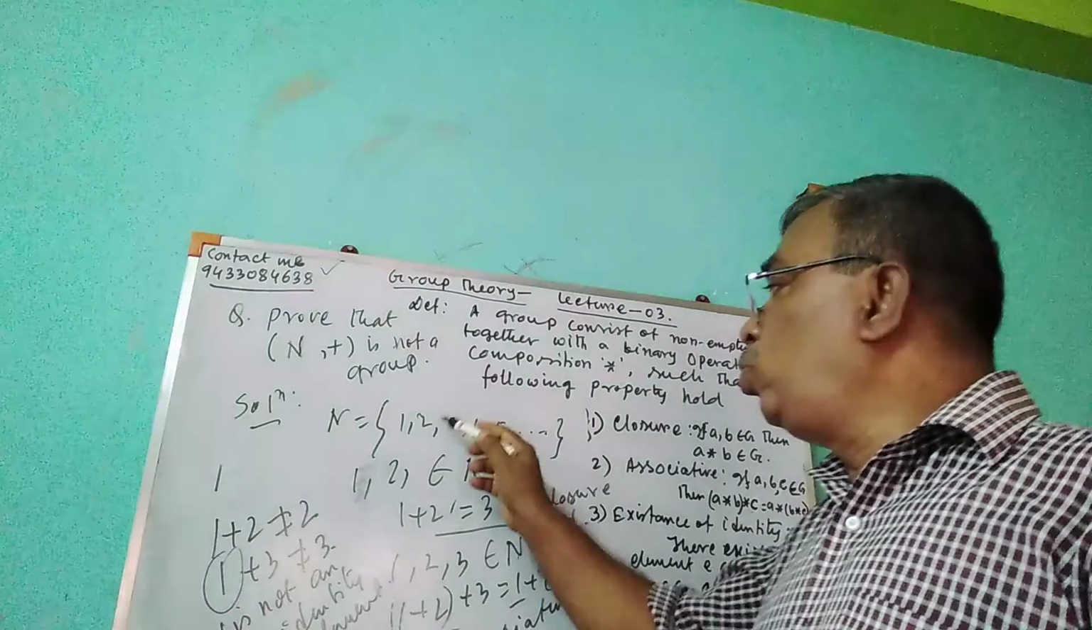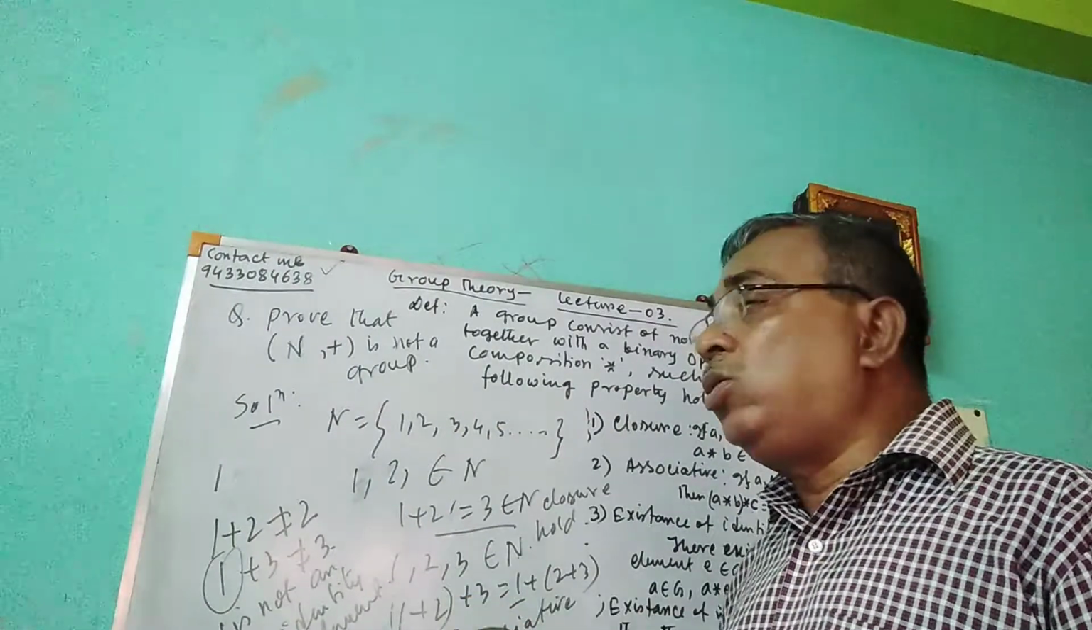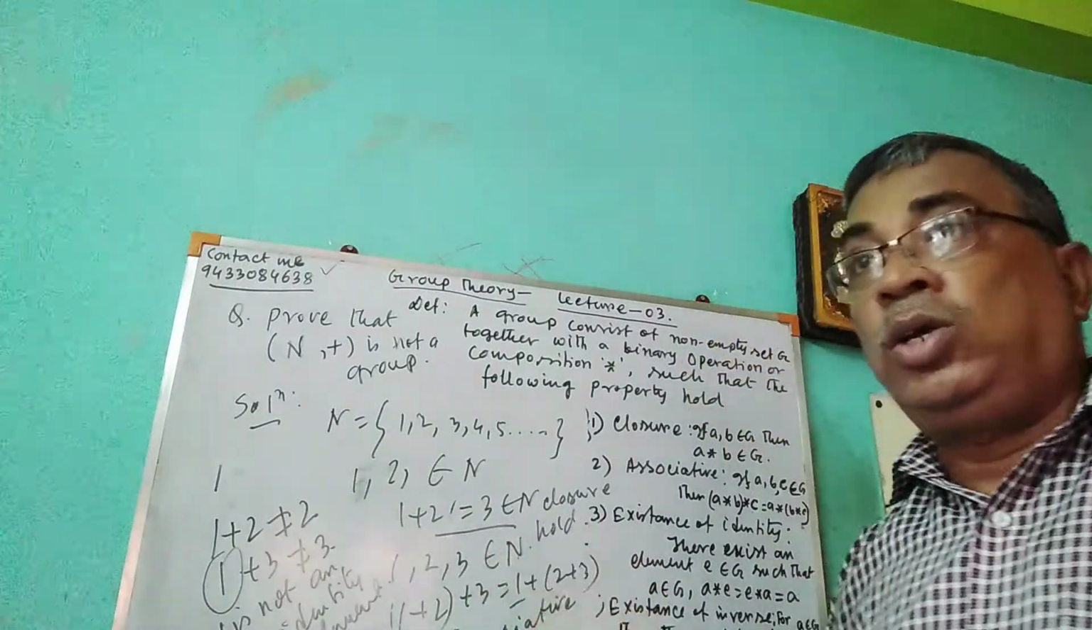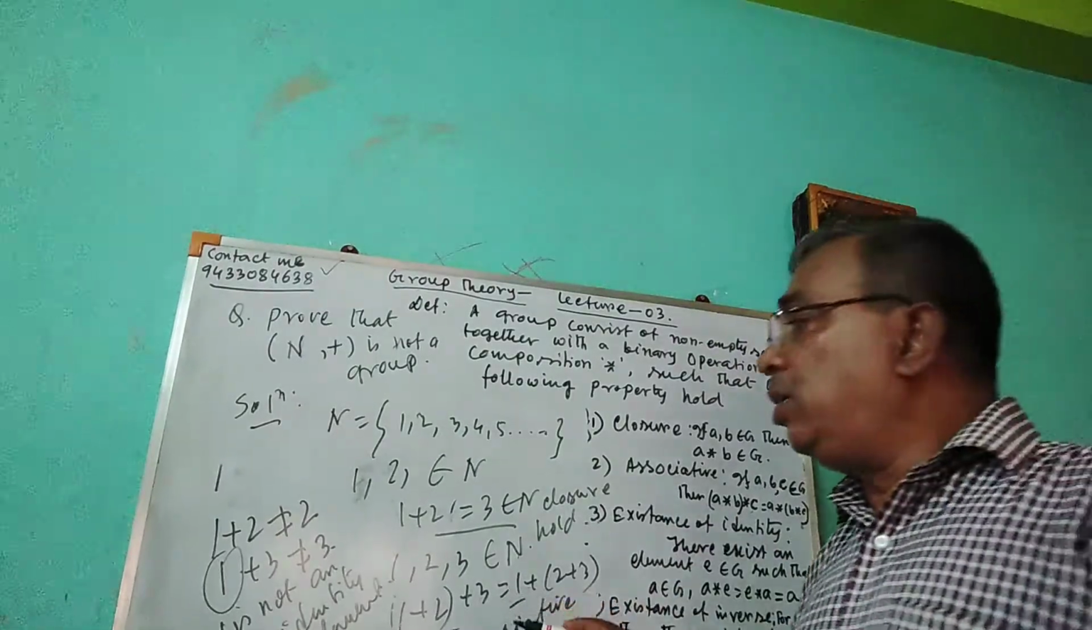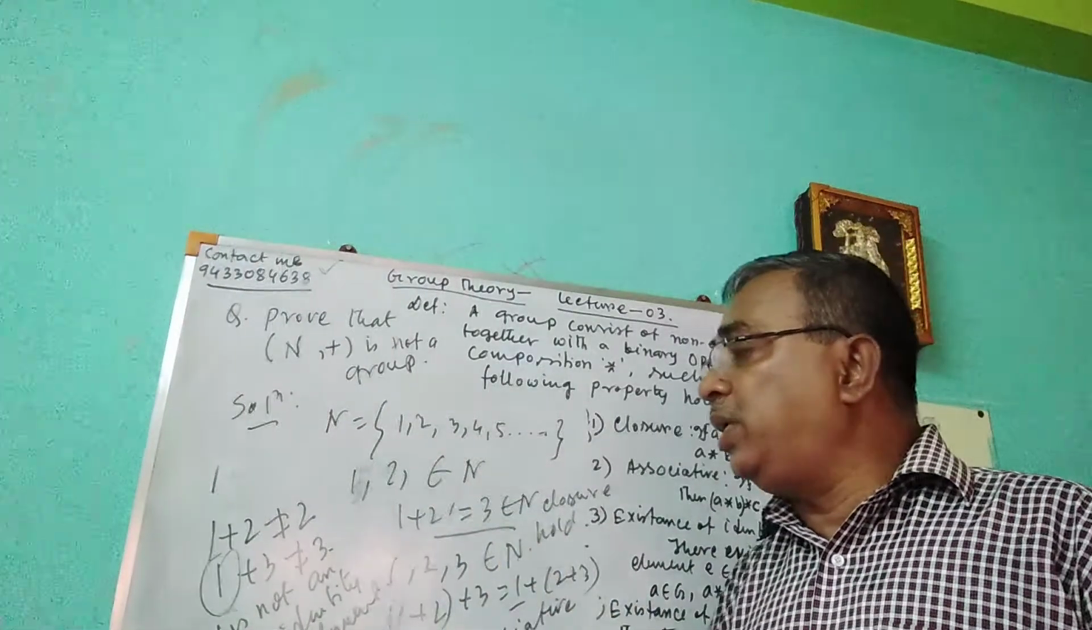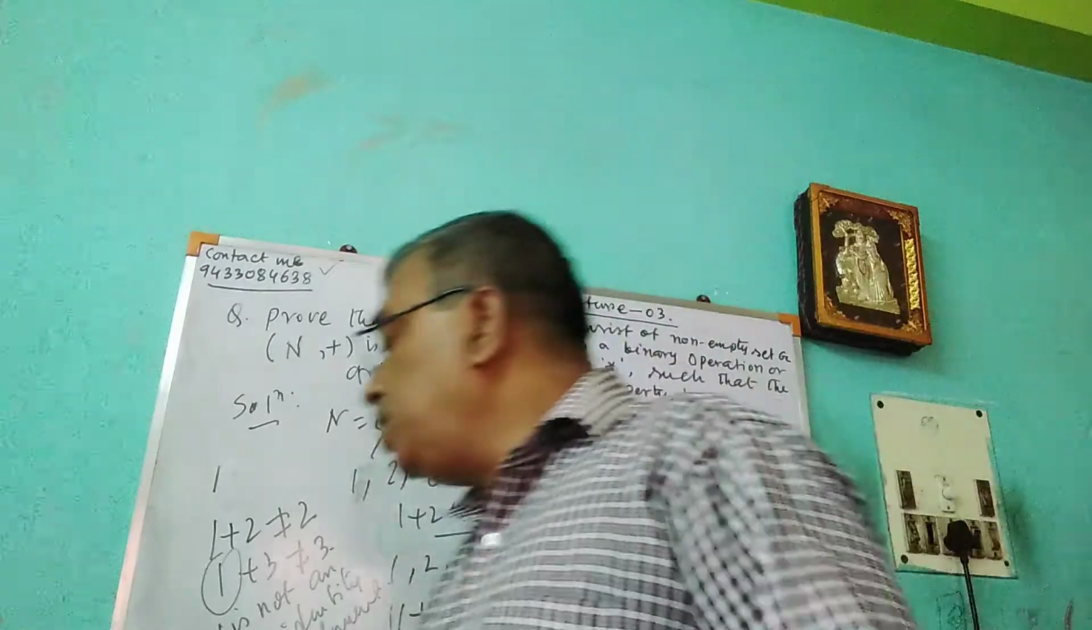Similarly, 2 plus 3 is not equal to 3, and 2 plus 4 is not equal to 4. So 2 is not the identity. So there is no identity element in N. So N plus is not a group.